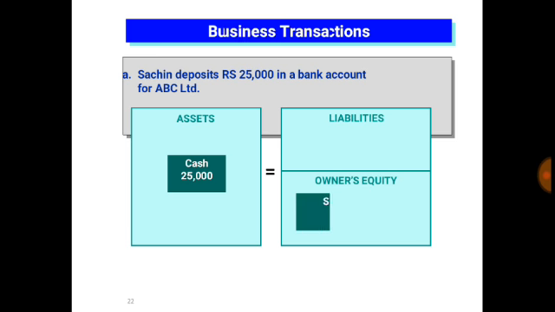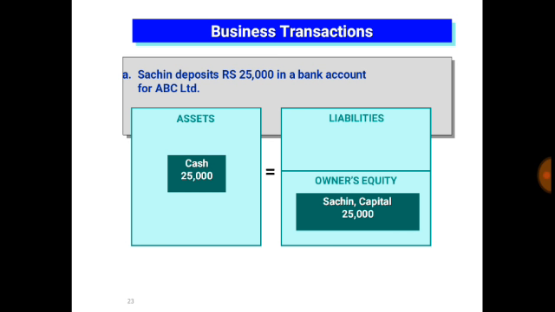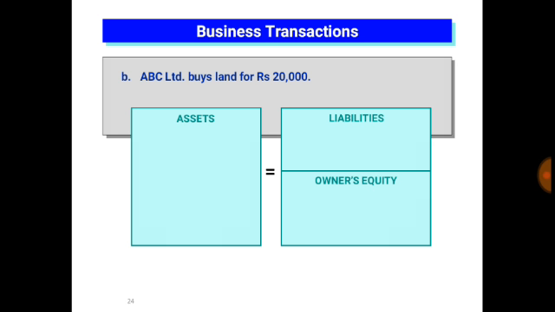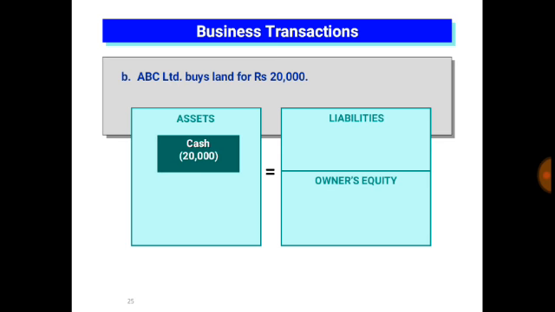Accounting equation holds true. Next example, if a company ABC Limited buys land for ₹20,000, land is an asset. Cash is also an asset. If we see the effect, cash will be paid. It means cash will be down by ₹20,000, but land will be bought. It will be increased by ₹20,000. Therefore, there is no effect on assets. One asset is going, one asset is coming. It means the accounting equation holds true.